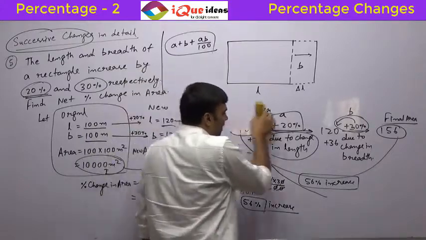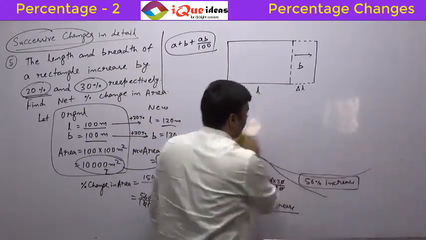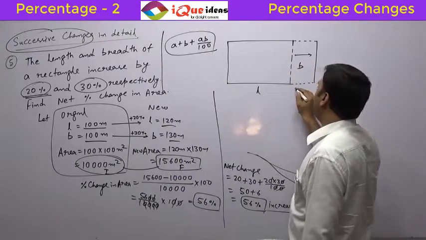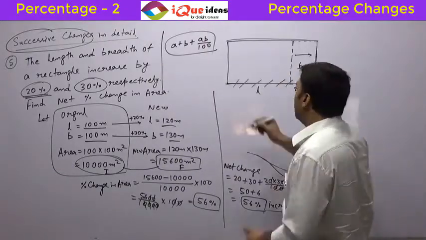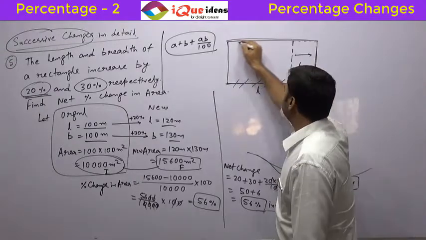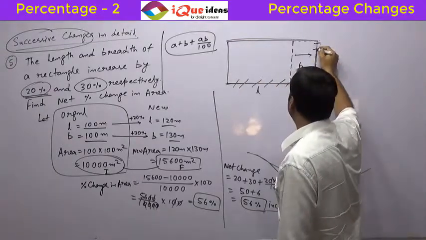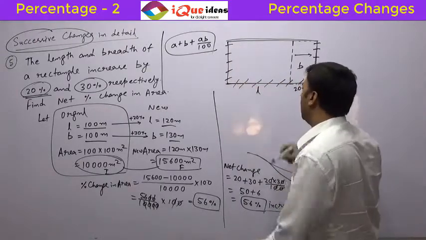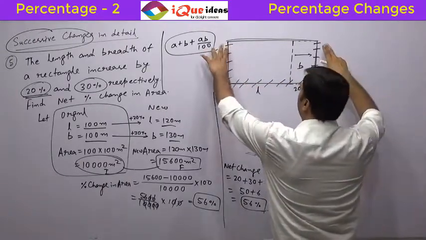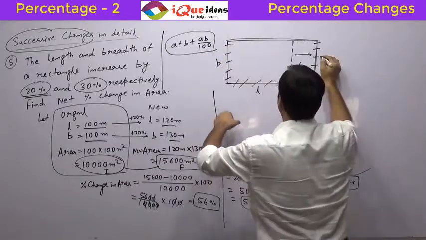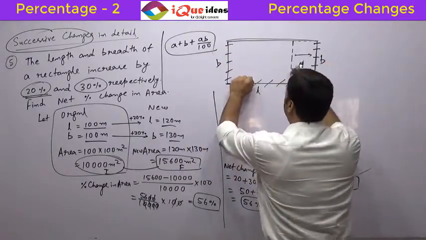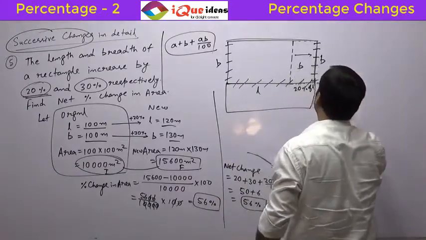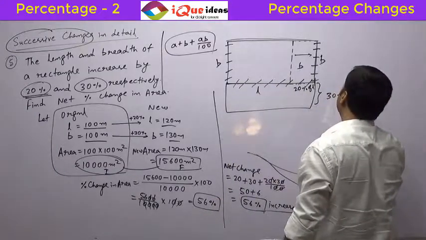Let's see. I'll remove this, and here, suppose we increase the length by 20%. Now this is the new rectangle, and this entire thing is the length now, and this entire thing is the breadth now. So if I have to increase the breadth, what do I do? This is breadth B, this is breadth B. Hold this length and push so that it comes here, right? So this thing is 30% of B.